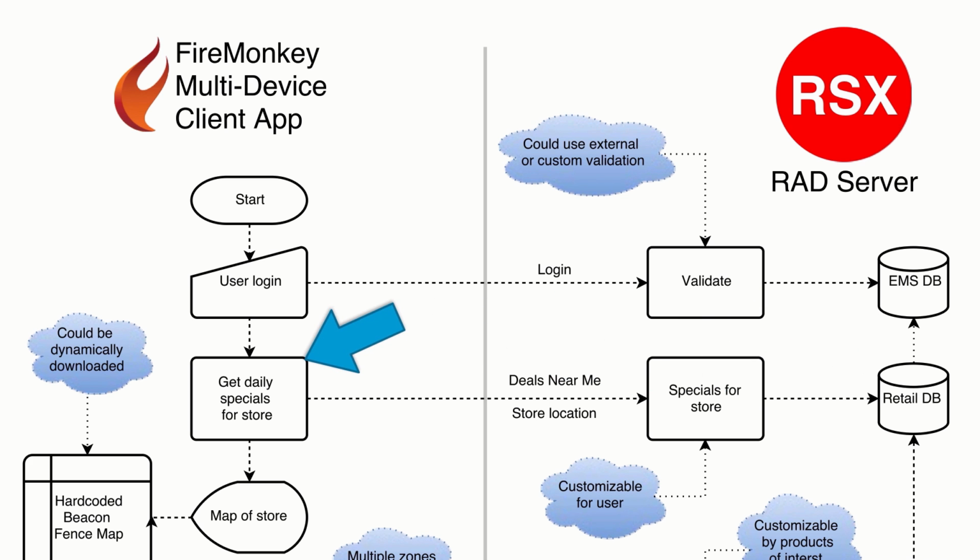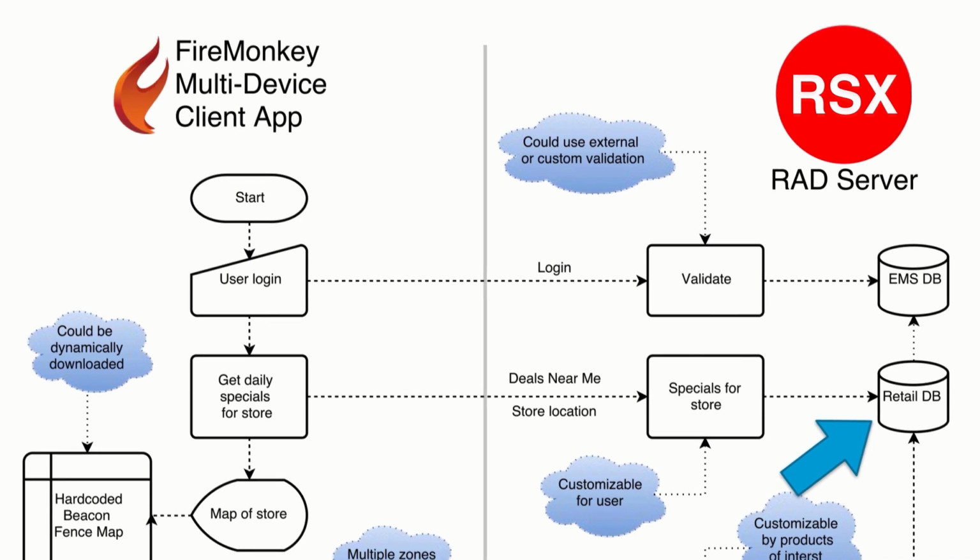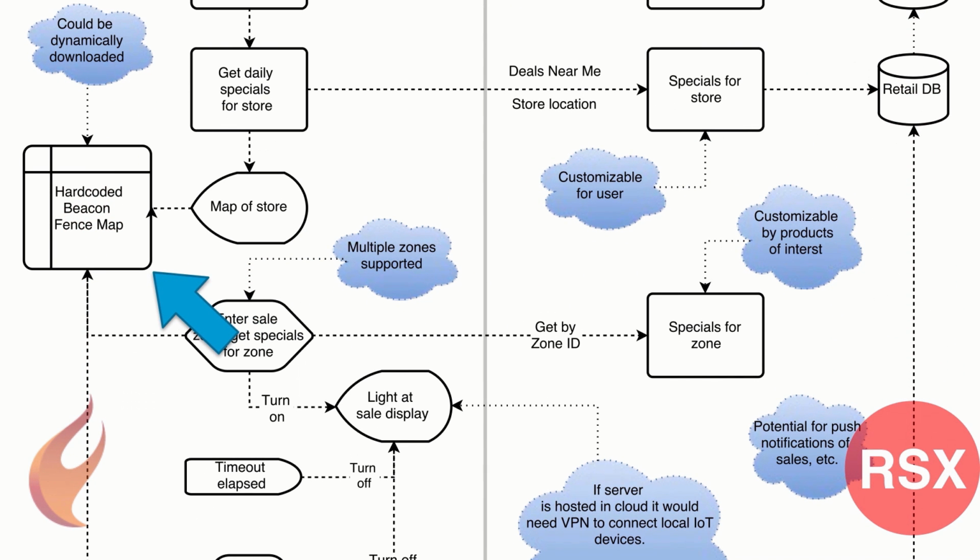Once the customer is validated, though, the application will request specials for the store that they're at from the RAD server. The RAD server will pull these details from a separate database that contains information about the retail store. While using the application has a beacon fence map embedded in it. In this case, we're using a hard-coded map, but that map could easily be downloaded when the user connects to include updates to reflect changes in the store, or if the user is visiting a store they've never visited before and that was perhaps created after the app was released. That can be downloaded dynamically.